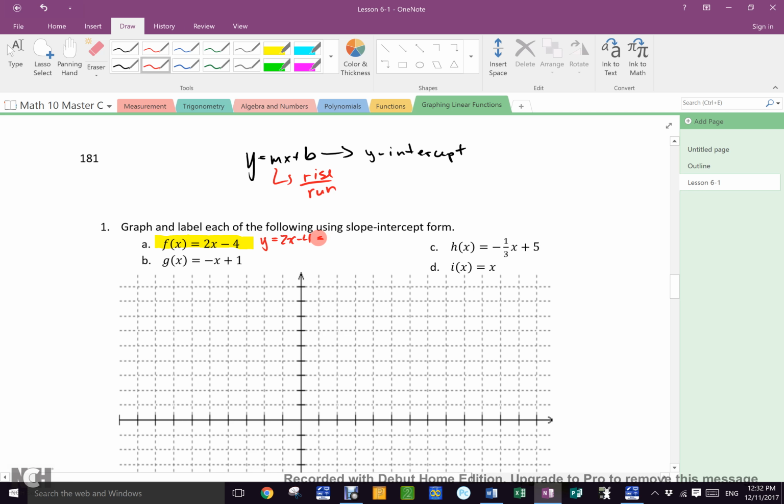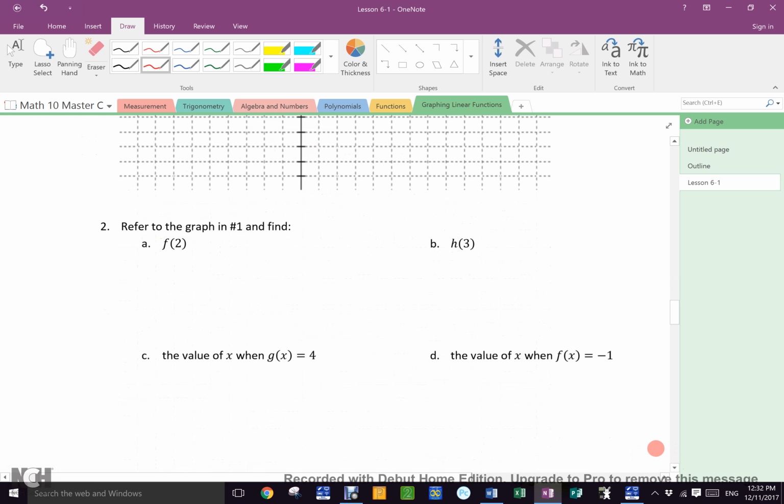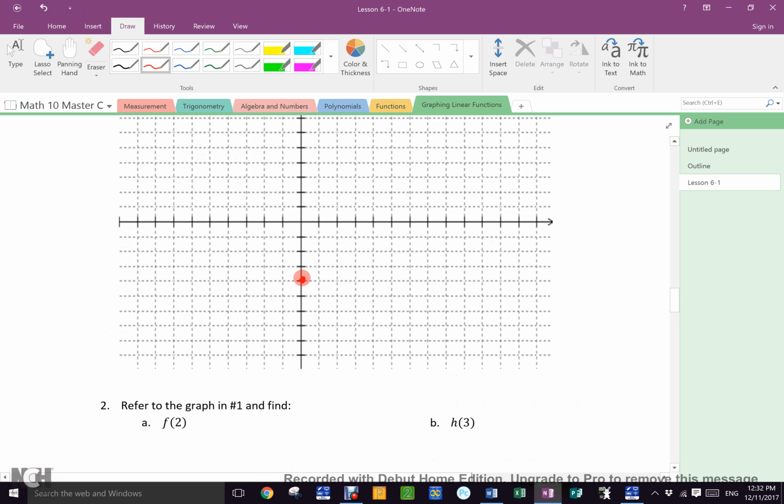So if 2 is really 2 over 1, then how far up from that dot do I need to go? Up 2. And you say over. Which direction? Why is it to the right? Because it's positive. Up 2 over 1. Where's my next dot going to be? Up 2 over 1. Go the other way. Where's the next dot to the left going to be? Down 2, left 1. Then where's the next one going to be? Down 2, left 1.